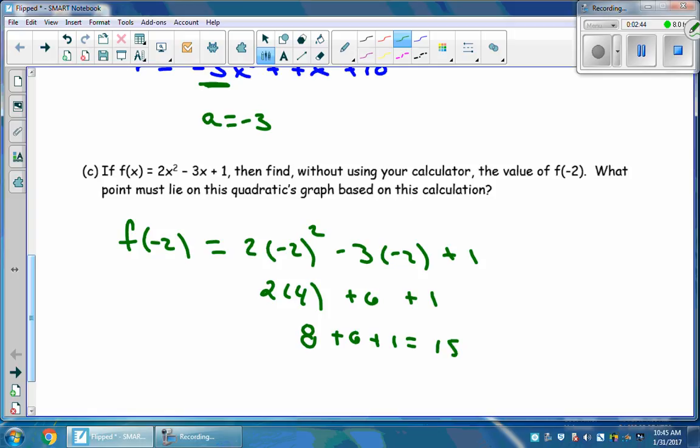Now, the connection we're looking to make here is that when we evaluate a function at a particular number, the number we put in, our input, is part of our domain, and our output is part of our range. That's just another way of saying that we have an x value of negative 2 and a y value of 15. And if we were to take a look at the graph of this quadratic, you'd see exactly that. You'd see that there'd be a point at negative 2 comma 15.